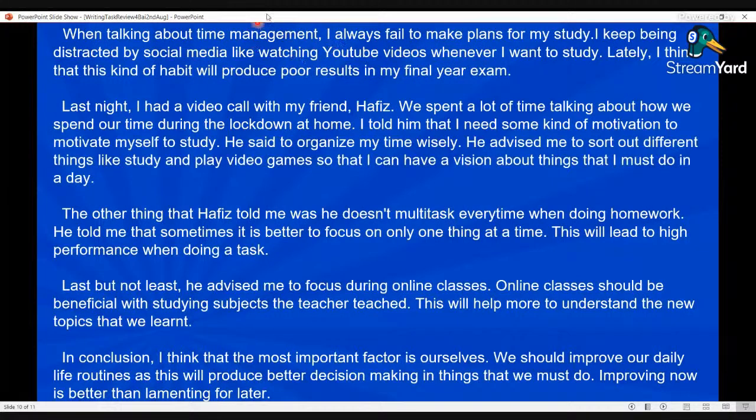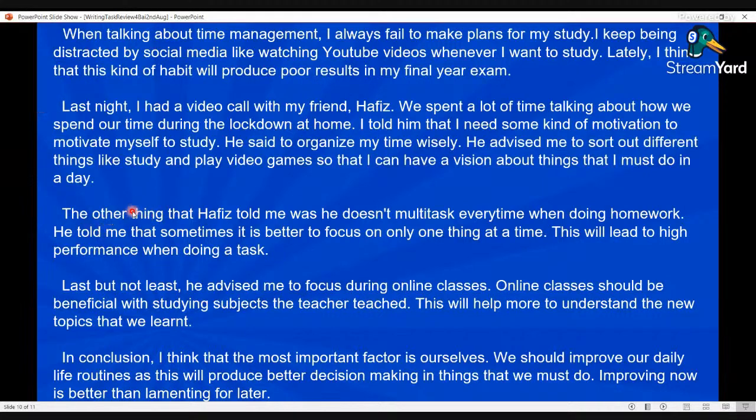This is okay. Last night I had a video call with my friend Hafiz. We spent a lot of time talking about how we spend our time during the lockdown at home. I told him that I need some kind of motivation to study. He said to organize my time wisely. He advised me to sort out different things like study and play video games so that I can have a vision about things that I must do in a day. So he called his friend Hafiz to help him.